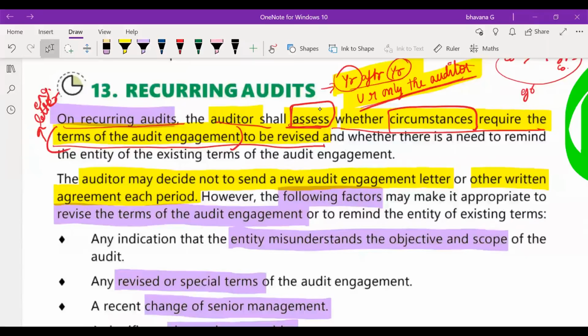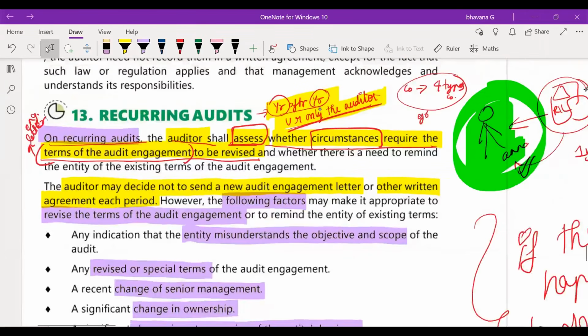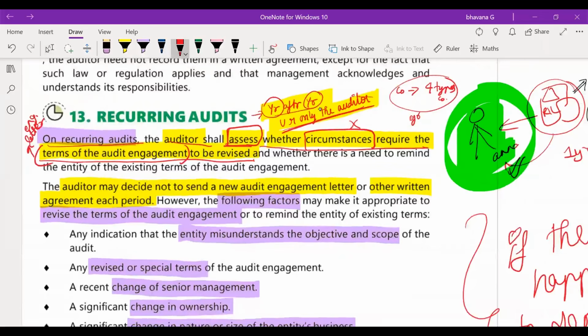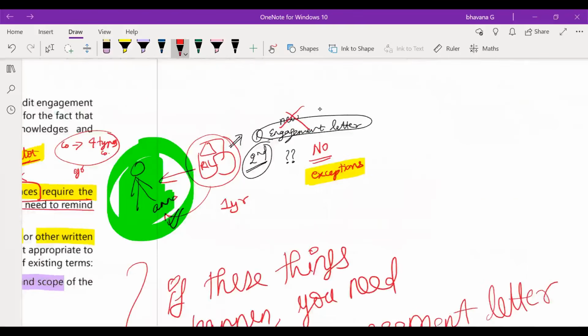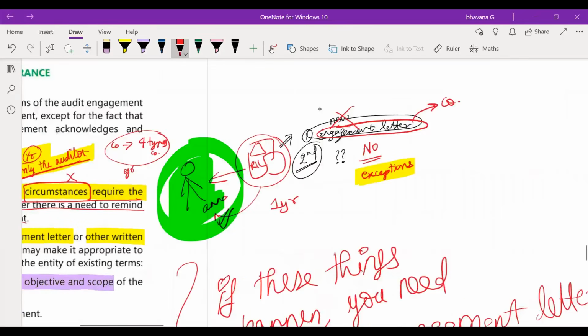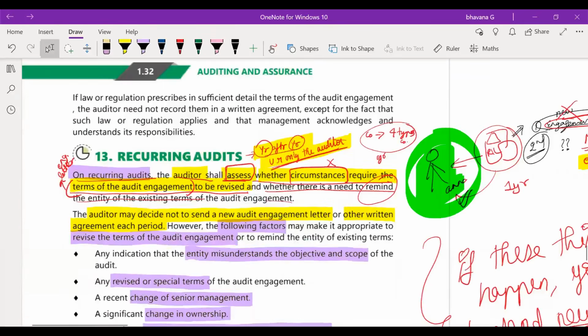So if the circumstances do not require the engagement letter to be revised, don't revise it. If the circumstances require the audit engagement letter to be revised, then revise it. And the auditor must consider whether there is a need to remind the entity of the existing terms of audit engagement. Suppose you don't make a new engagement letter, you have to tell the entity that we are going to follow the old engagement letter. I hope we don't have any confusion about that, and that you already know what the old engagement letter is about. So, shall we follow it? Like that you have to remind the entity.